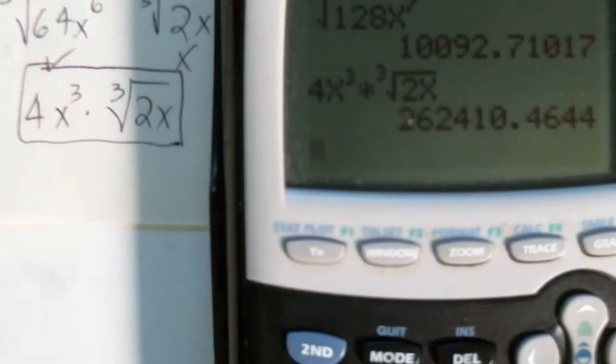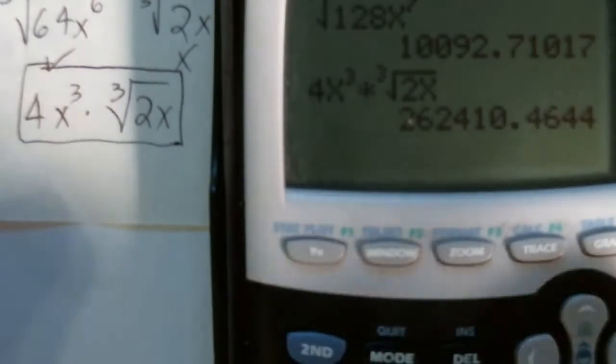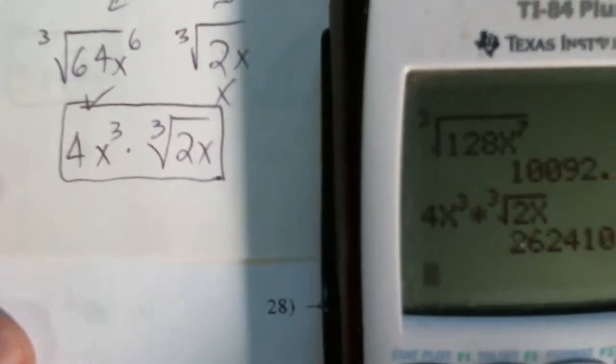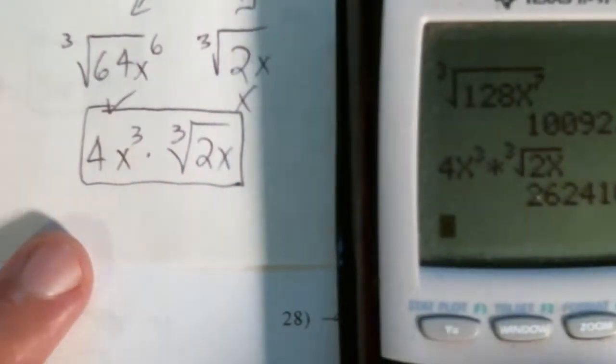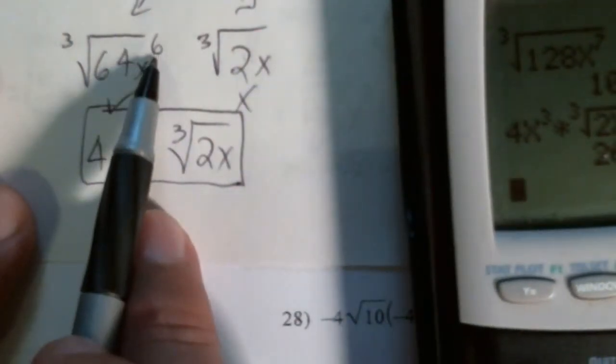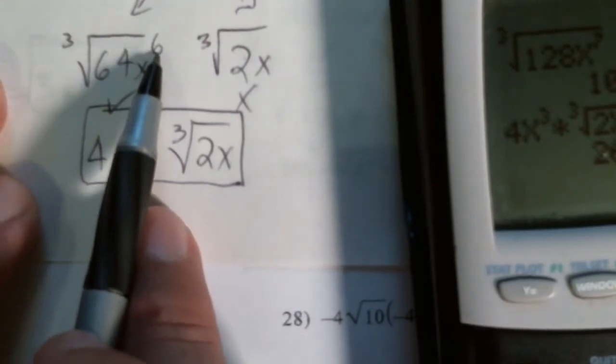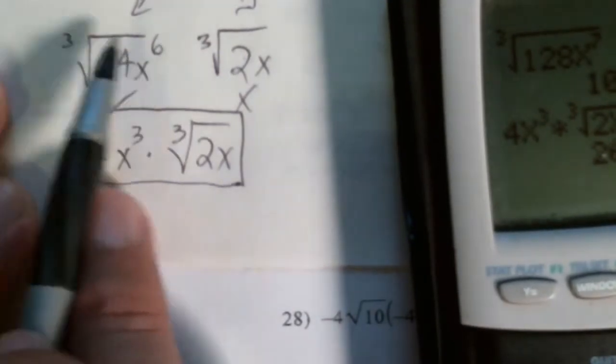Uh-oh. They don't match. That's why this trick is so critical. You will catch almost all of your careless mistakes, unless you just flat out don't know how to work the problem at all, which is a whole different issue, but this will catch your mistakes. So I've got to go back and say, wait a minute, what did I do wrong? Oh, I know what I did wrong. I'm supposed to divide the exponent by the root. 6 divided by 3, that should be a 2.